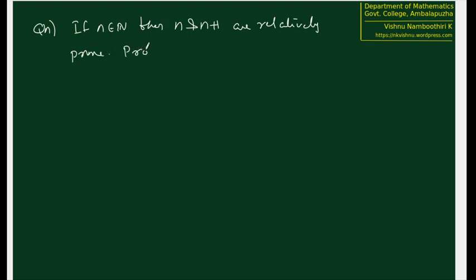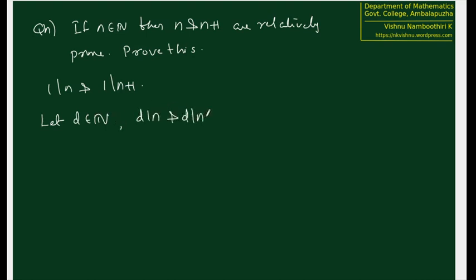Now we will see an interesting question. Two consecutive integers are always going to be relatively prime. n and n plus 1, two consecutive integers, are relatively prime. Prove this. We know that 1 is definitely a divisor of n and n plus 1, and therefore 1 is a common divisor. So 1 divides n and 1 divides n plus 1. Now let d be a natural number such that d divides n and d divides n plus 1.